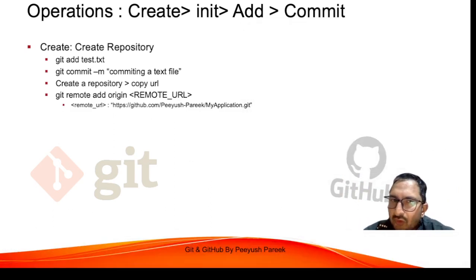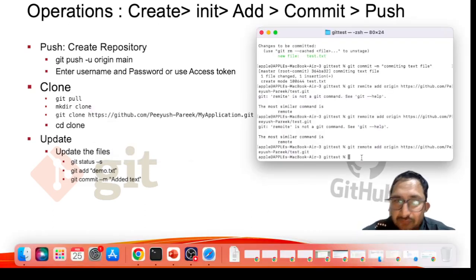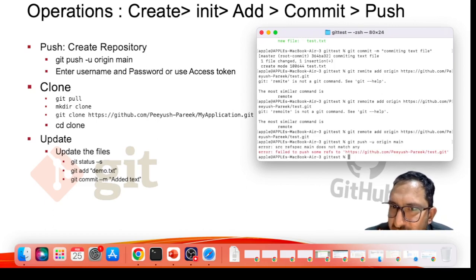Now what we have to do is push the origin to the main. How to push? git push -u origin main. Hit enter. It will ask for the username and the password. Enter the username and password. It says the source does not have the main.